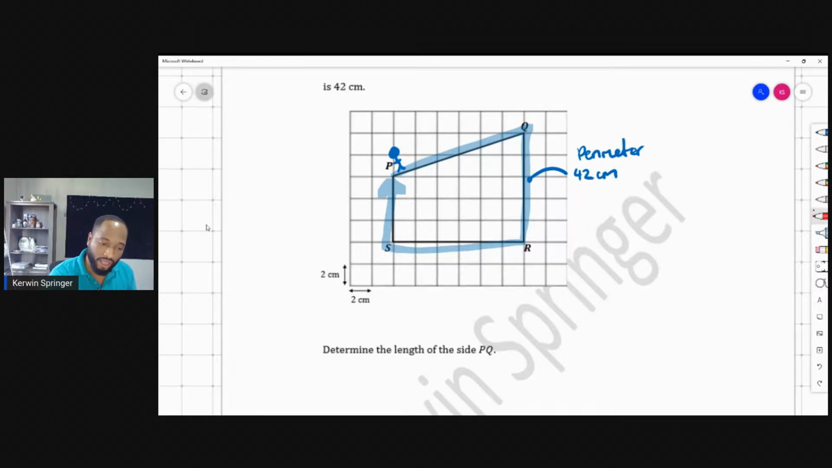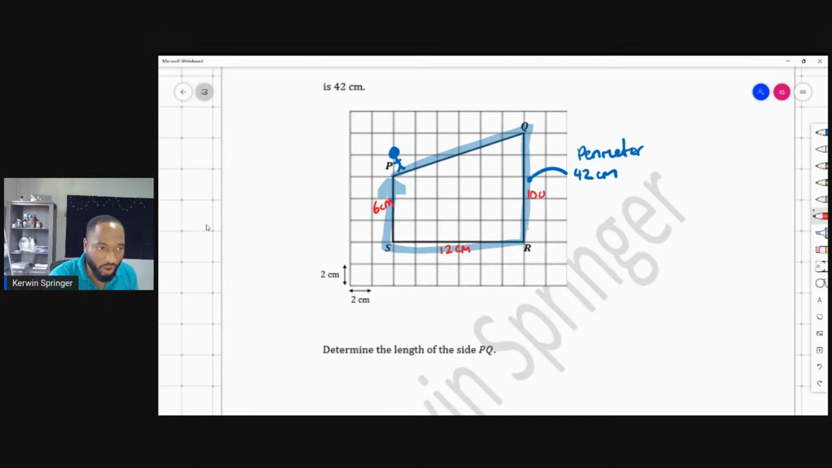Well, I could do a little measuring here. Since this is 2, 2, 2, I know that this side must be 6 centimeters. And this is 2, 2, 2, 2, 2, 2, 1, 2, 3, 4, 5, 6. So this side is 6 times 2, which is 12 centimeters. This side is 1, 2, 3, 4, 5, so 10 centimeters.